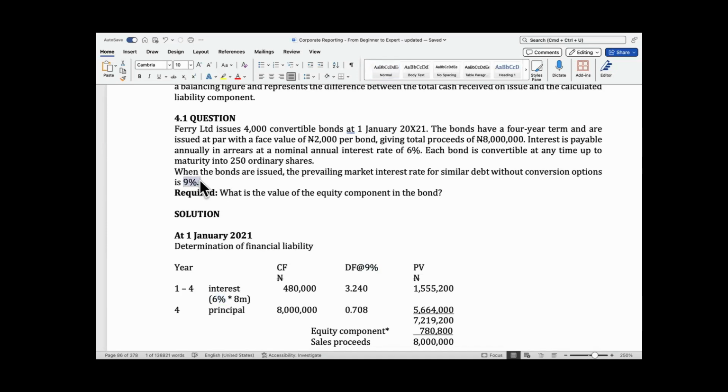This 9% is the market rate, meaning the interest rate of a similar debt without conversion option. But just to digress a little bit, why is this 9% higher than this 6%? If we were paying 6%, why would anybody invest in our bond when they can get the market rate of 9%? The question is, why is this one even higher in the first place? Can anybody give it a shot? Why is this higher?